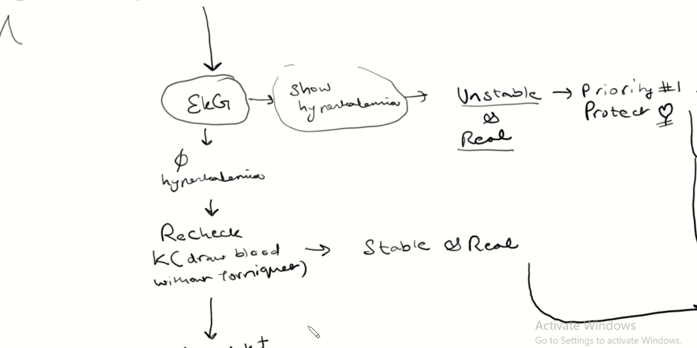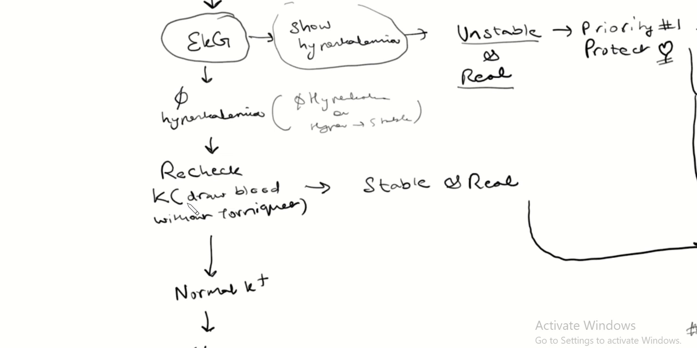Okay. What if the EKG does not show hyperkalemia? Well, then that tells you two things. Either there is no hyperkalemia, or if there is hyperkalemia, it's stable. Those are the two possibilities, right? Okay, so the first thing I got to do is recheck the potassium. So you're going to see your provider once they review the EKG, or once you notify them what EKG is showing, and tell them and share with them that it's not hyperkalemia that is showing up on EKG.